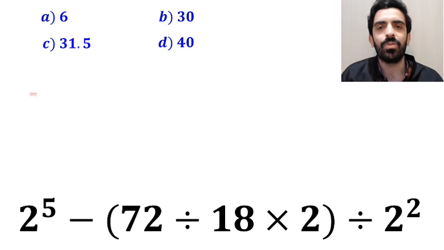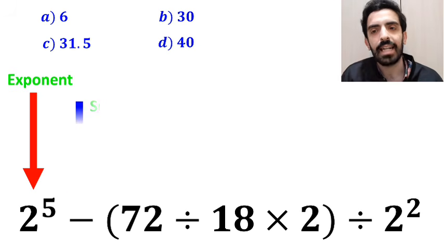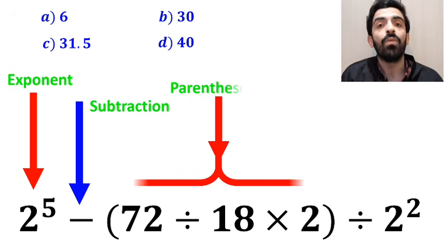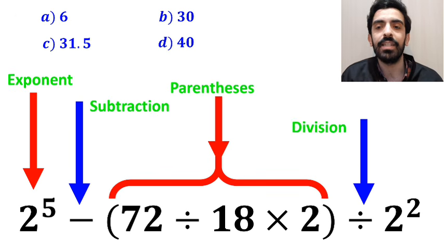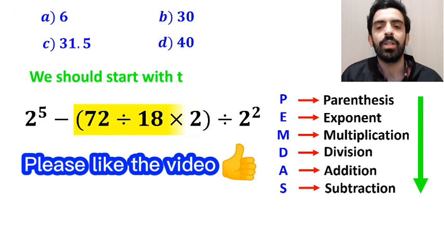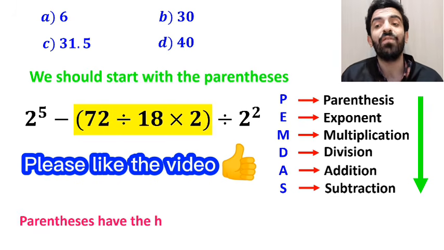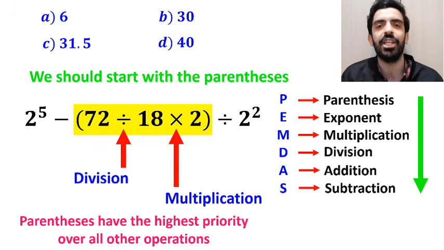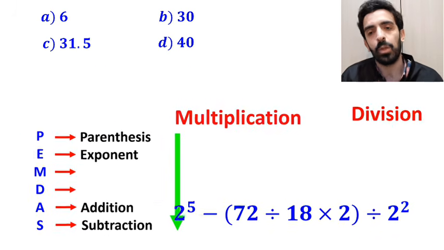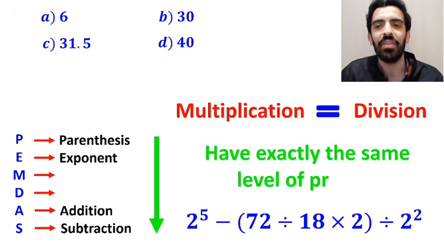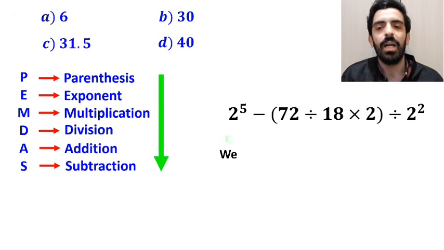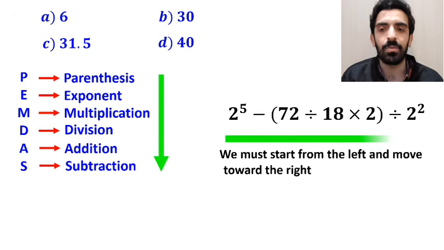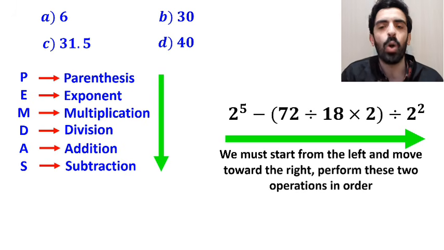Alright, as you can see on the screen, in this expression, first you have an exponent, then a subtraction sign, followed by parentheses, then a division sign, and finally another exponent. According to the PEMDAS rule, first we should start with the parentheses because parentheses have the highest priority over all other operations. And inside the parentheses, first we have a division sign and then a multiplication sign. It's very important to note that multiplication and division have exactly the same level of priority. In this situation, we must start from the left and move toward the right, performing these two operations in order.